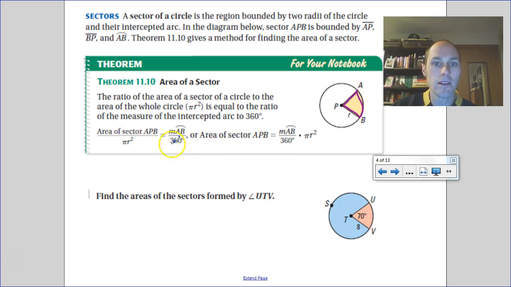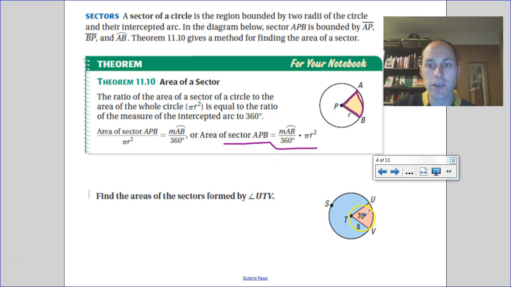So we've got the formula listed right here a couple ways, but just think of it this way. To find the area of the sector, I take whatever the arc is divided by 360, because that'll give us our portion of the pie, times pi r squared, because that's the area of the circle.